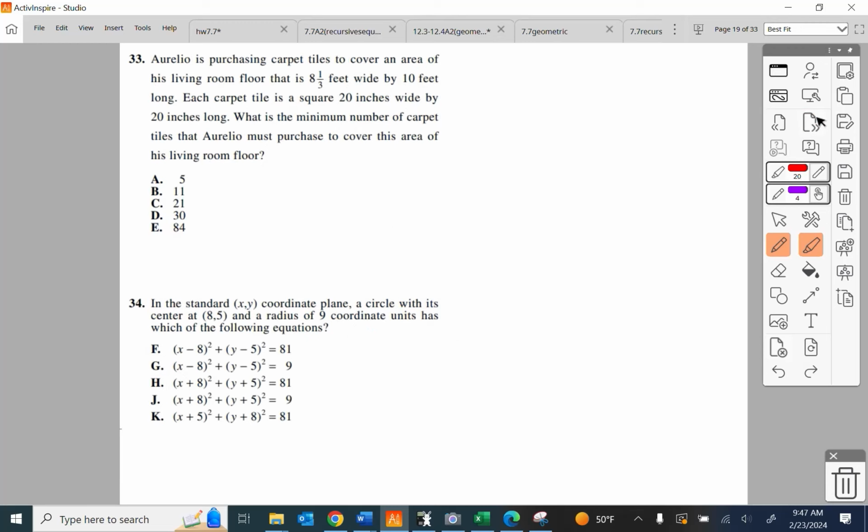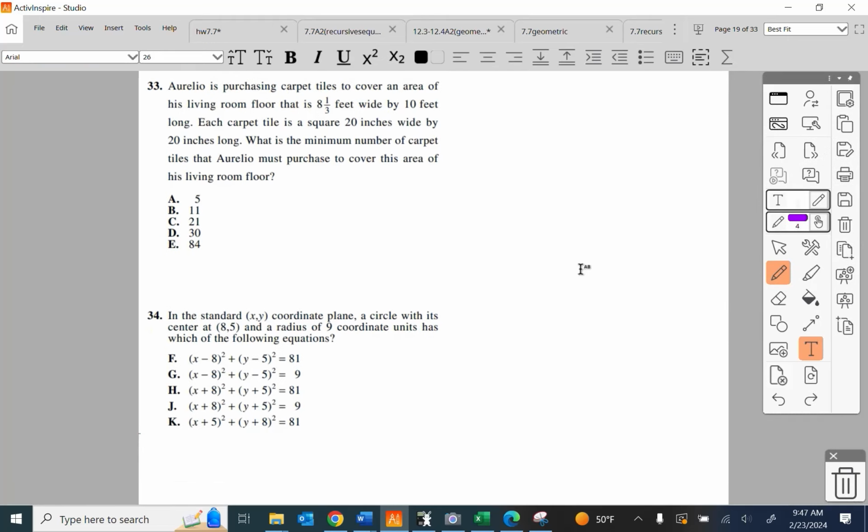Aurelio is purchasing carpet tiles to cover an area of his living room floor that is 8 1/3 feet wide by 10 feet long. Each carpet tile is a square 20 by 20. What is the minimum number of carpet tiles that Aurelio must purchase to cover this area of his living room? Of course, now the first big thing is to compare. Units must be the same. Otherwise, you can't really compare. But I know there's 12 inches in a foot.